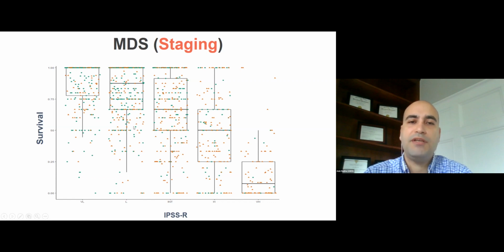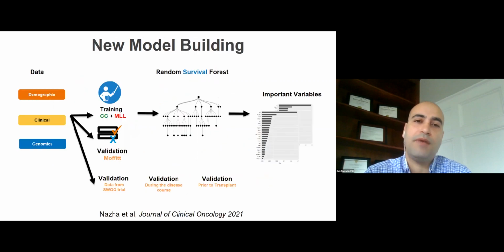But if we take each patient as a dot, where the green ones are the alive patients and the orange ones are the dead patients, you see there are some patients in the low risk group who actually behave worse than the high risk group. You see the intermediate risk group patients are all over the place. So the question we had at that time: as you can see, there are differences between the predicted and the actual outcome of the patient. Can we build a model that can give us survival that's specific for a given patient?